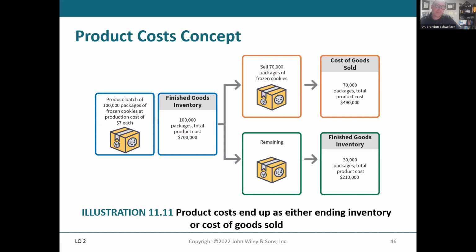Product cost, direct materials, direct labor, factory overhead. Those are your product costs. We produce the product. It starts as raw materials, goes into work in process, comes out of work in process, goes into finished goods. Finished goods, when we sell it, it comes off of the balance sheet, goes onto the income statement as cost of goods sold. If we don't sell it, it stays on the balance sheet as finished goods inventory.